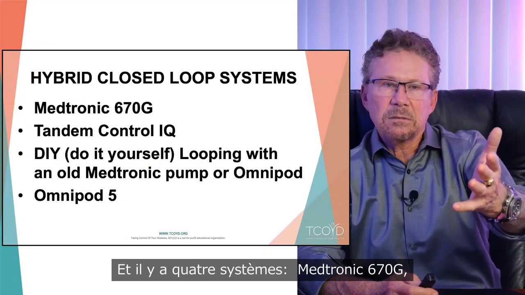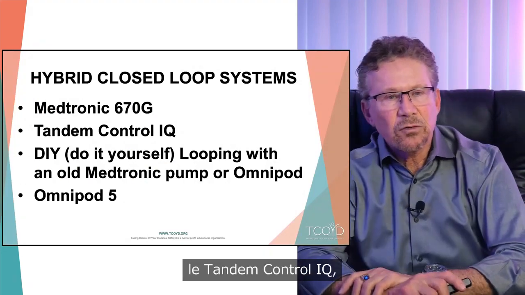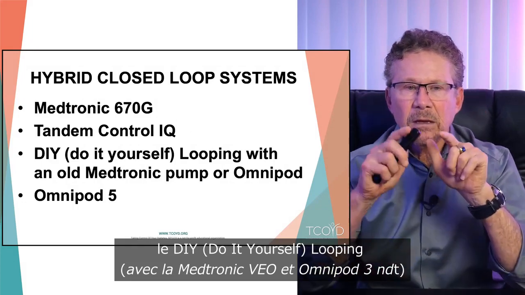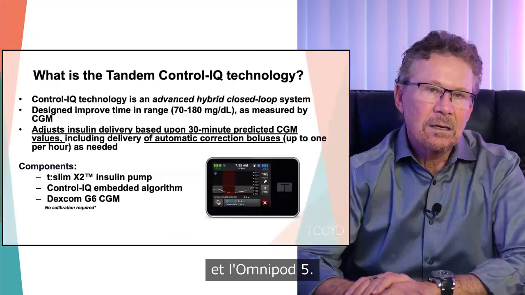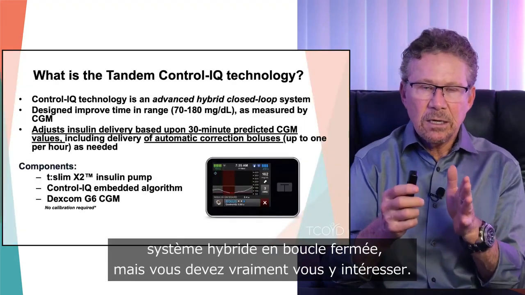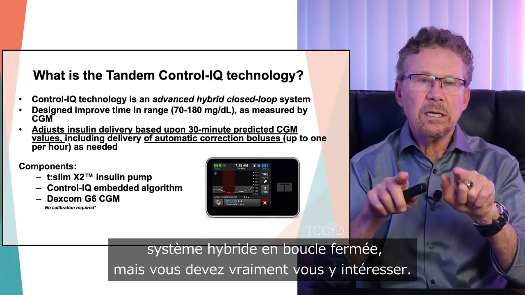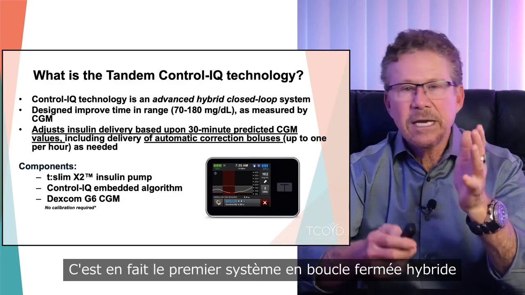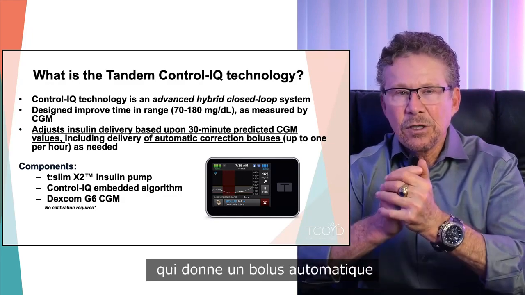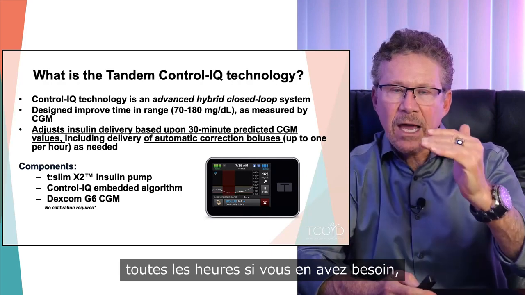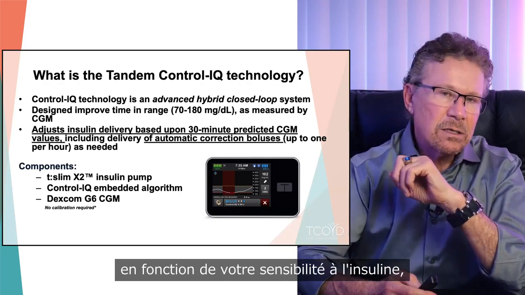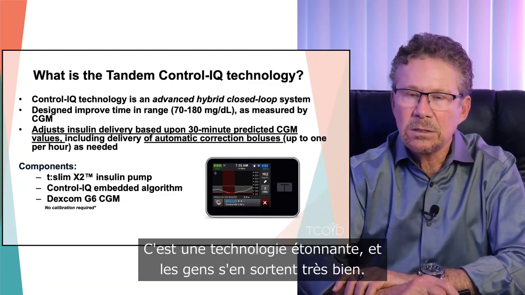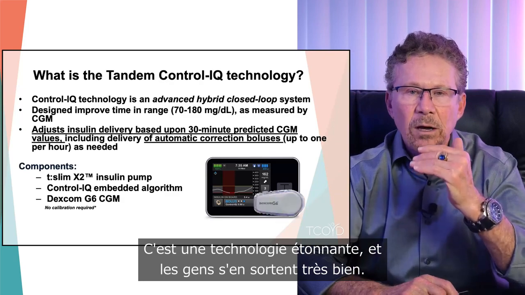And there are 4 systems: Medtronic 670G, the Tandem Control IQ, the DIY, your self-looping, and the Omnipod 5. I don't have time to tell you about each nitty-gritty hybrid closed-loop system, but you really need to look at these. I'll show you a little bit of interesting information about the Tandem Control IQ. It's actually the first hybrid closed-loop where it gives auto boluses every hour if you need it, based on your insulin sensitivity factor and your insulin and carbs on board. It's amazing technology, and people are doing extremely well with that.